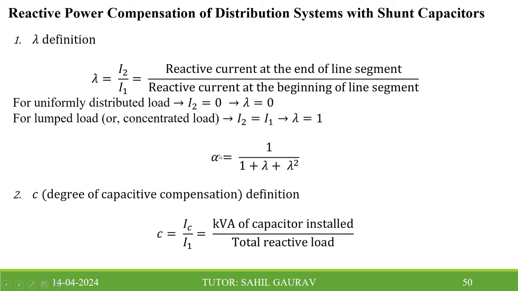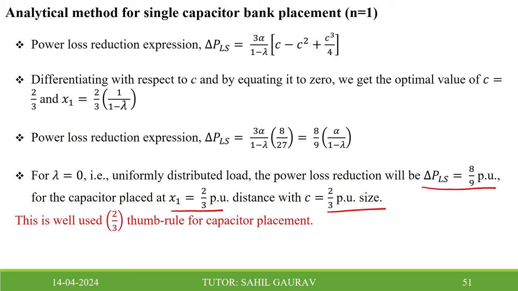And alpha is taken as the reciprocal of 1 plus lambda squared. Now we define another term, C, the degree of capacity compensation. C is defined as the ratio of kVA of capacity installed to the total reactive load, that is IC upon I1. So this is an analytical method for single capacitor bank placement.